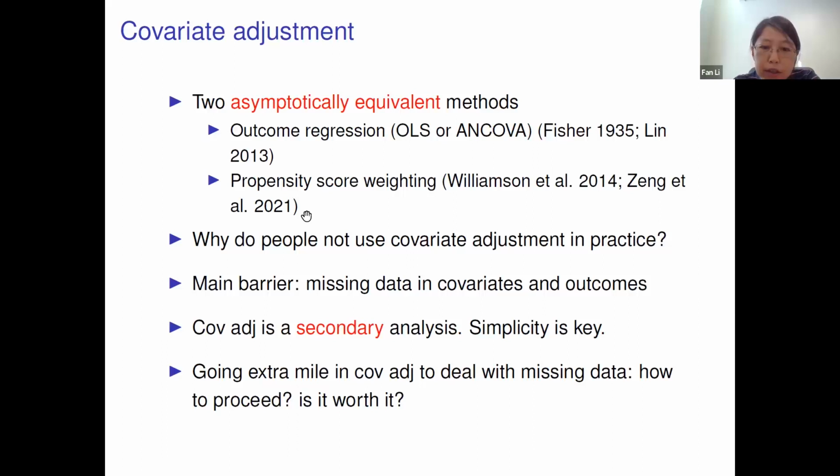So in theory, covariate adjustment can help. But in practice, because of this very prevalent missing data issue, even a tiny bit of missing data makes the method much more complex to use. And there are not many guidelines, so people don't use it. So people ask the question: is it worth going the extra mile in covariate adjustment to deal with missing data? And how to proceed? Is it really worthwhile? That leads to the research topic I'm going to talk about today.